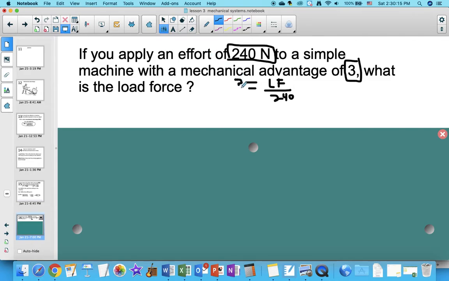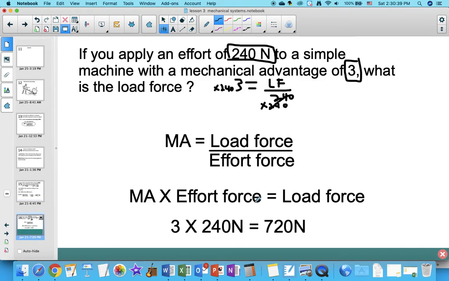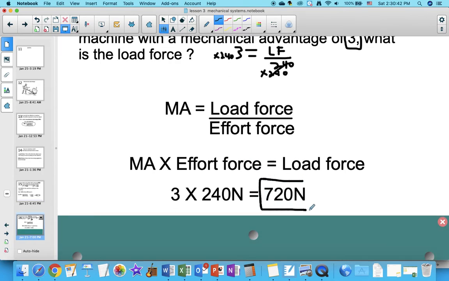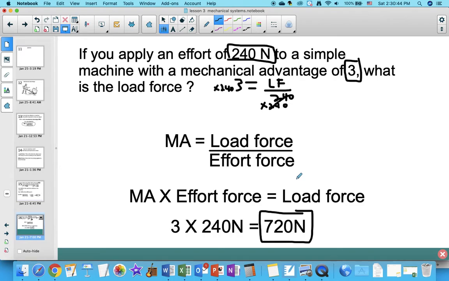Once again, this is basic algebra. I want LF by itself. That's what I'm looking for. So I have to get rid of the 240. I'm dividing by 240, so then I just times it by 240, which cancels it out. But whatever I do to one side, I do to the other side. So I times this by 240, which means I have a load force of 720. So basic algebra in this calculation will allow us to find the load force of the object.